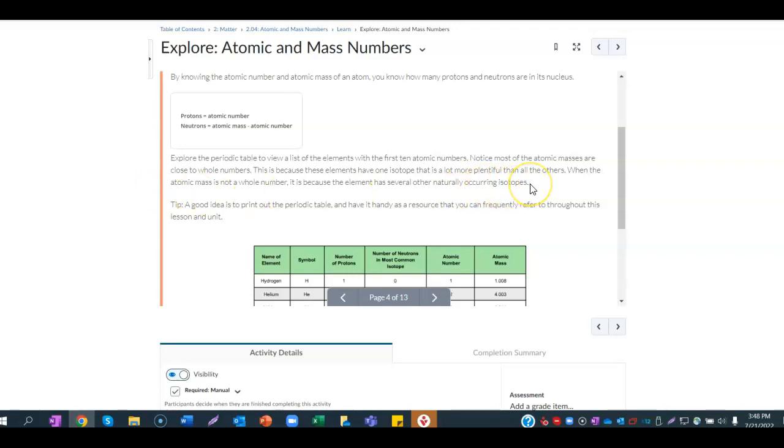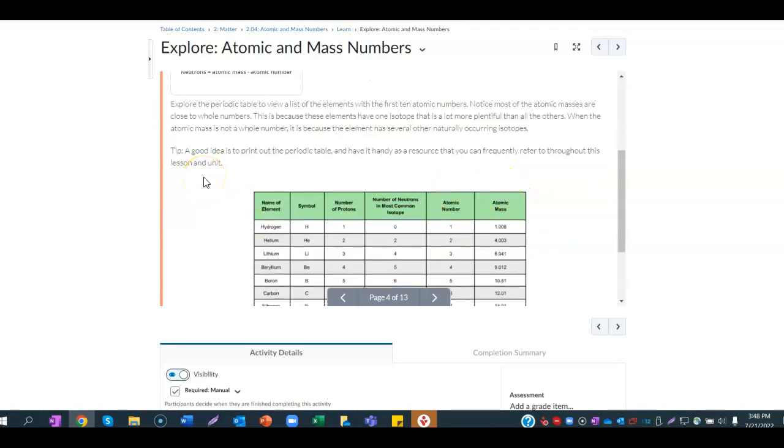So that might be something to include in your notes in understanding isotopes, is if it is not a whole number, if it's a decimal, there are other isotopes of the element. So a good idea is to print out the periodic table and have it handy as a resource that you can frequently refer to throughout this lesson and unit. So I always encourage you to keep a periodic table. ptable.com has a great colored printout that is really good. It has the elements' names, symbols, and all of that information.